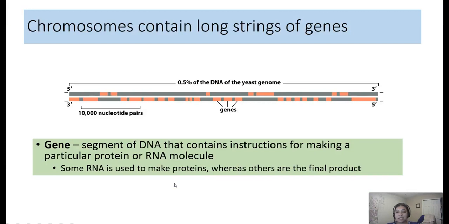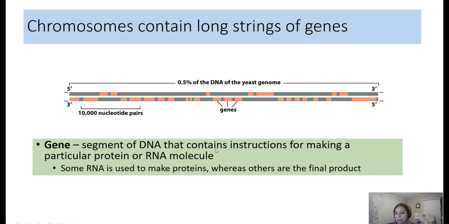Now, chromosomes are essentially just long strings of genes. So it's a long strand of DNA and it will have multiple genes along those strands. And they have those two arms. Each arm has its own different genes that are present. They can be in either orientation within it.